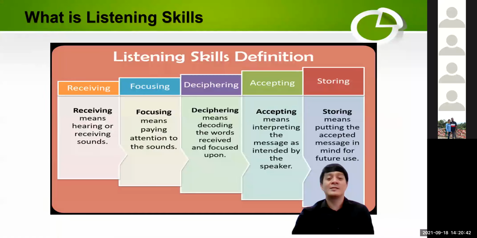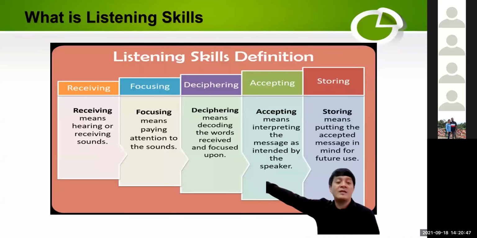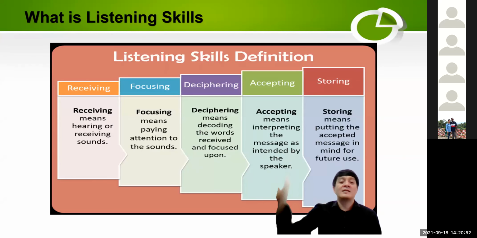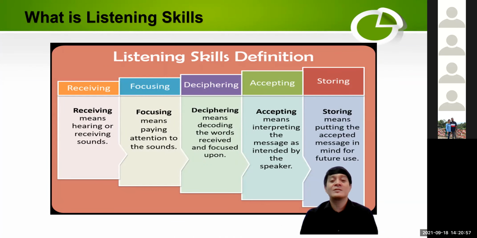So this is the listening skills definition. They are trying to do the receiving, then focusing, then deciphering, then accepting, and then storing. So when you try to listen, you try to receive first. Receive is very shallow. It means hearing or receiving the sounds. And focusing means paying attention to what you have heard, because sometimes we receive here but it exits on the other side. So when you focus, you're paying attention to what you have heard.